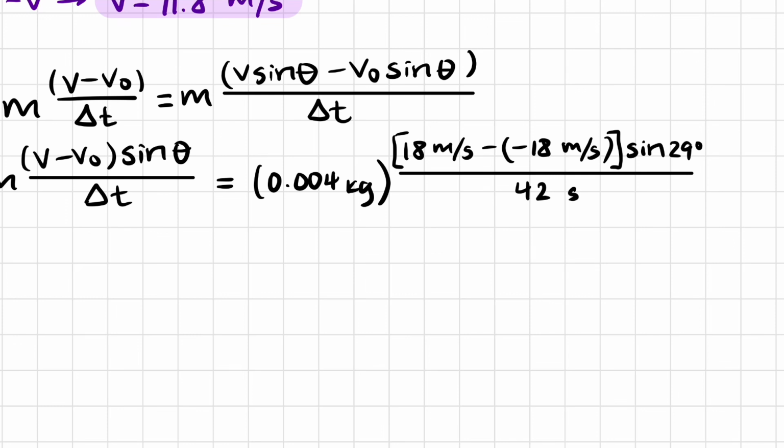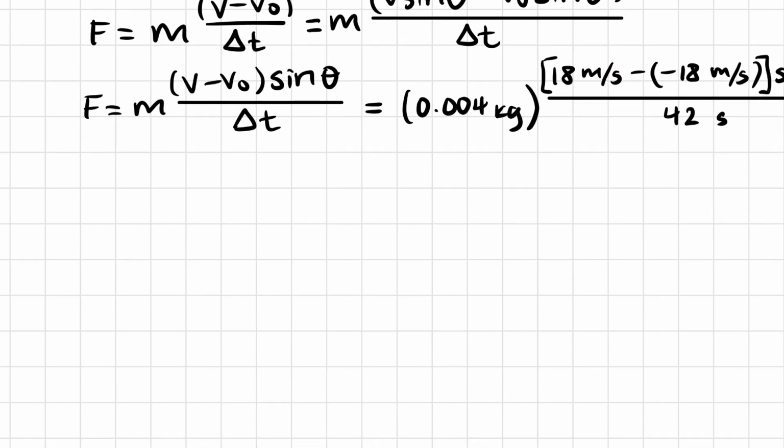Guys, a few pointers: don't forget to convert your grams to kilograms, divide by 1,000. And these two negatives will make a positive. Make sure your calculator is on degrees. And then once you get this answer, I don't have a calculator, so I'm not going to do it. Your average force will simply be your number of hailstones times whatever you get here.